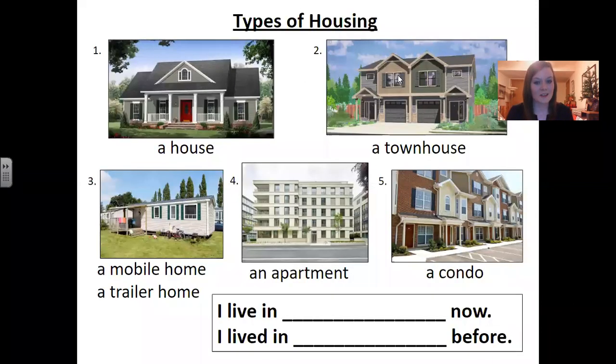Today we are going to continue our housing and the home unit. To begin, we're going to start with a little review. We're going to review the types of housing. So let's go ahead and read these together again.